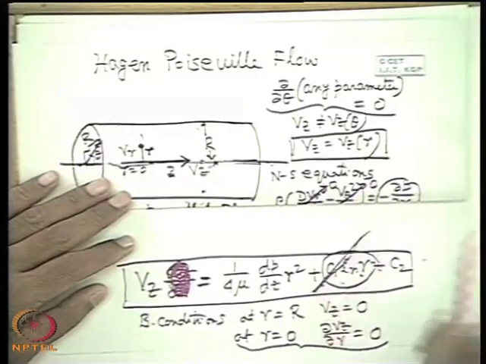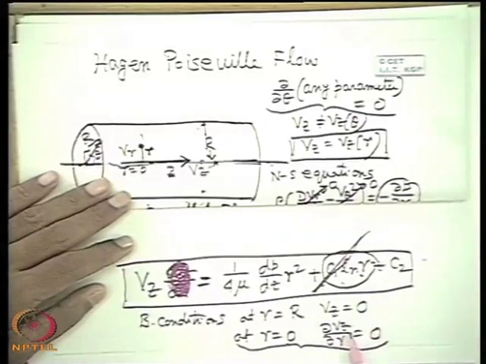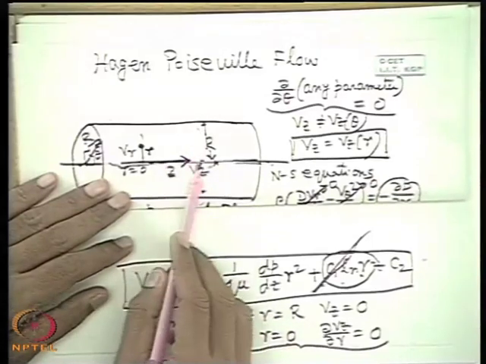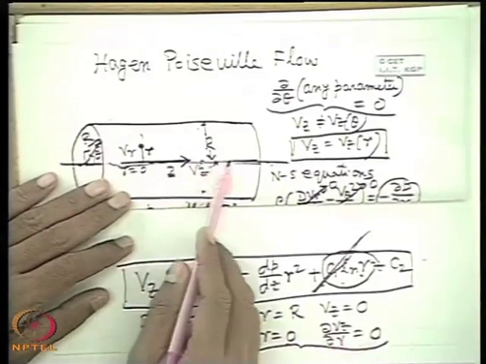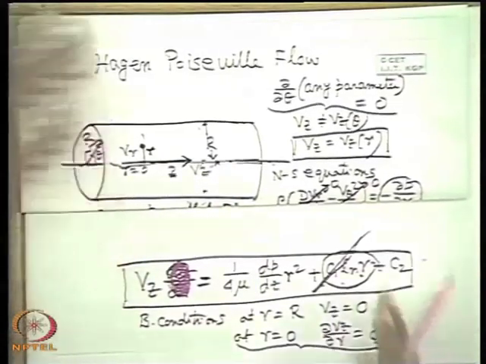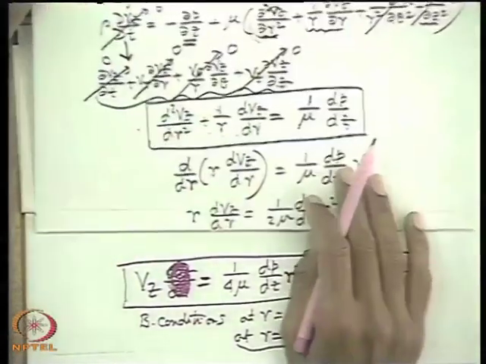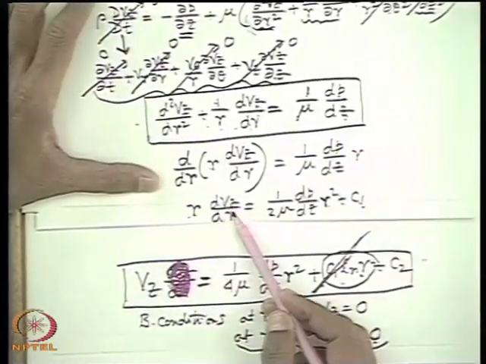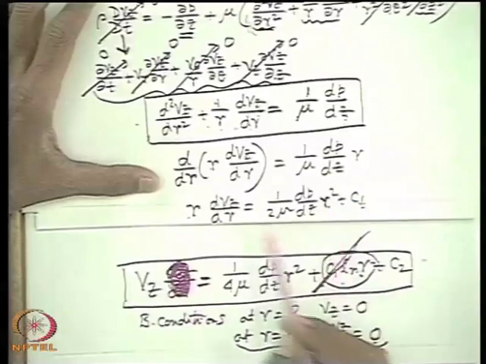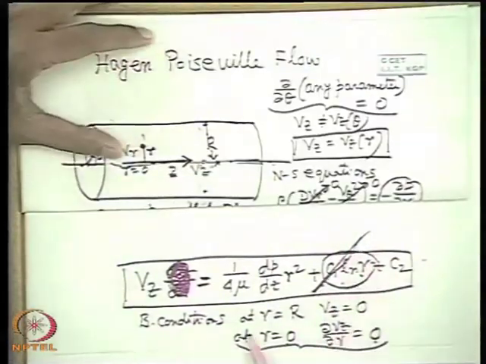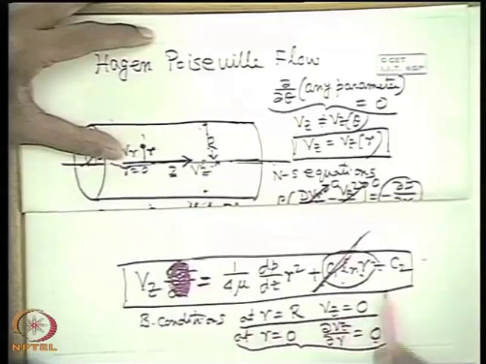Either way we can tell. Physically we can eliminate this term, or we can eliminate it mathematically by telling that since it is symmetric about r equal to 0, the derivative ∂Vz/∂r has to be 0, with a maximum or minimum at r equal to 0. Mathematically, looking at r dVz/dr, the step just before integration, at r equal to 0 dVz/dr is 0, which means C1 is 0. So either way C1 is 0, and from this equation we precisely get C2.